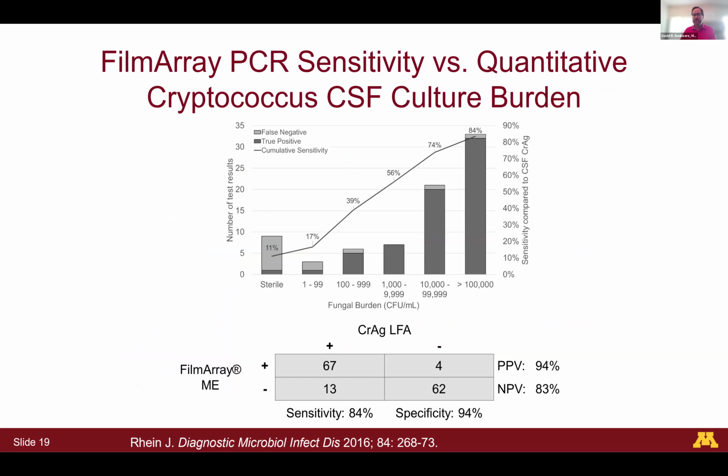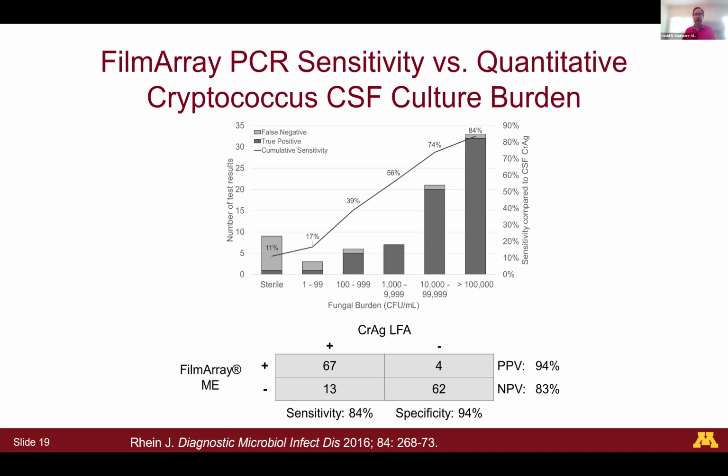We've looked at this in particular in the context of the colony-forming unit. We can do a quantitative culture and figure out what the culture burden is, the number of yeast per milliliter of CSF. When you've got greater than 100,000 yeast, it's pretty good. We only had 1 false negative in the bunch. But as you get down low, particularly less than 100 CFUs per milliliter, it just misses things. People with just cryptococcal antigen positivity, with a sterile culture or a low culture burden of just 100 yeast per milliliter, have a low burden of infection, very easy to treat, but would be negative by PCR most of the time.